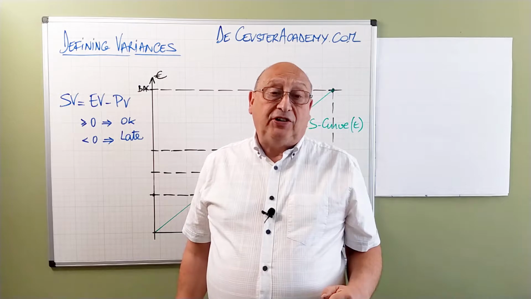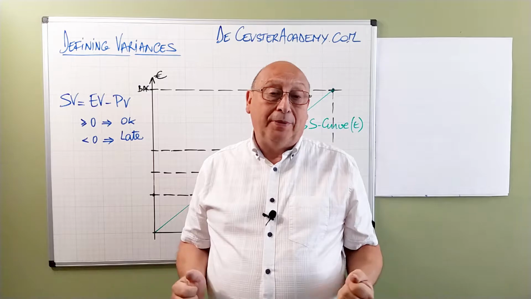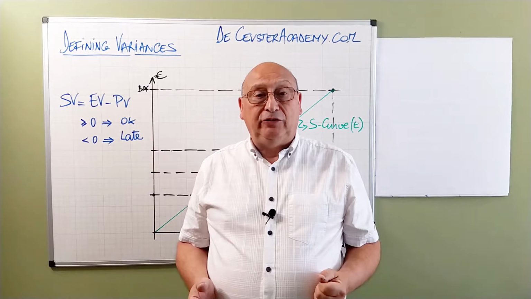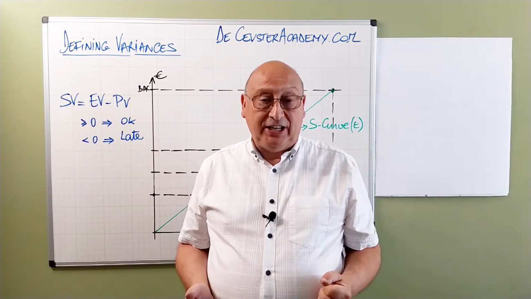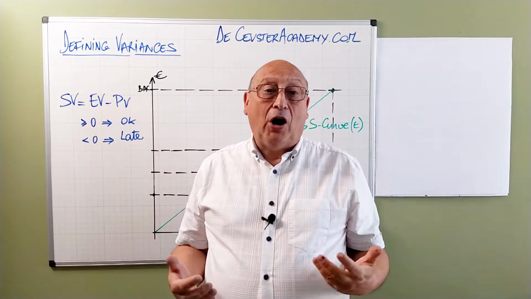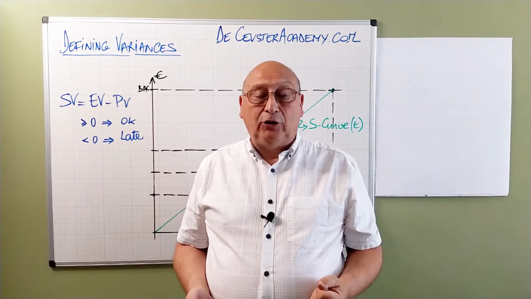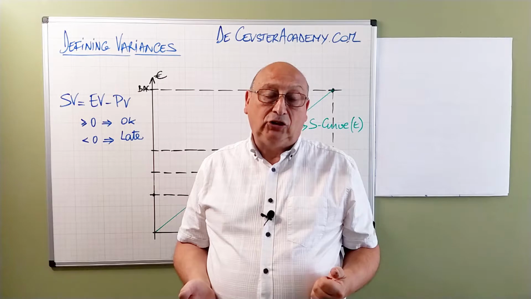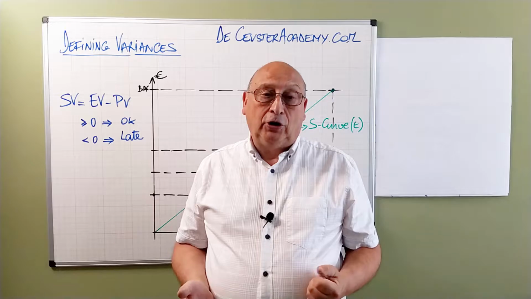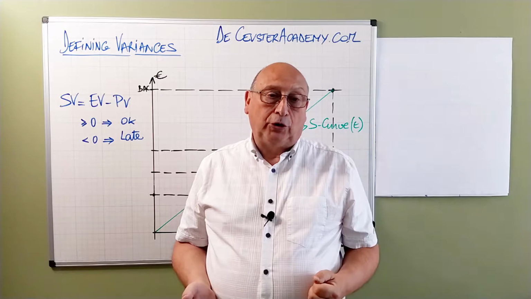In the previous presentation, I defined the three basic parameters of earned value management: planned value (PV), earned value (EV), and actual cost (AC). Remember that we can also encounter other names for the same definitions. We can have planned value as budgeted cost of work scheduled, earned value as budgeted cost of work performed, and actual cost as actual cost of work performed.